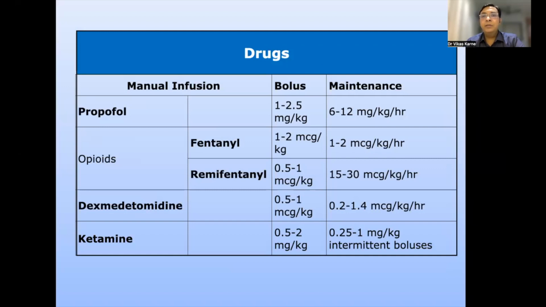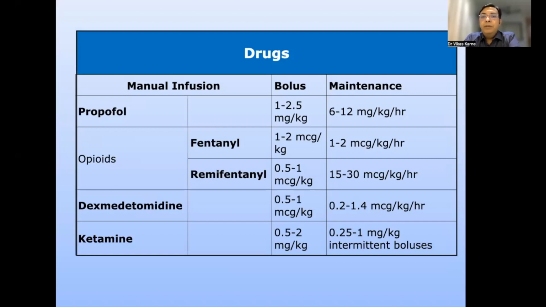For propofol, as we all know, the bolus is 1 to 2.5 milligram per kg, followed by a maintenance of 6 to 12 milligram per kg per hour. Obviously, this is reduced when we use opioids along with this. So we can use fentanyl 1 to 2 microgram per kg bolus, followed by 1 to 2 microgram per kg per hour, but in longer surgery, that needs to be reduced further after 2 hours.